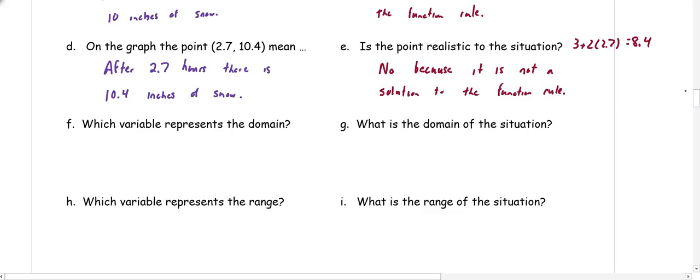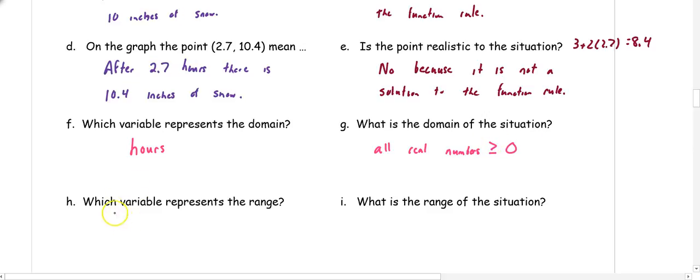Which variable represents the domain? So remember, the domain is the input. So our hours represents the domain. What's the domain? Well, we can use all positive numbers, fractions, decimals. So this is going to be all real numbers greater than or equal to 0. Because when we first start counting the snow, that's a 0-hour time.